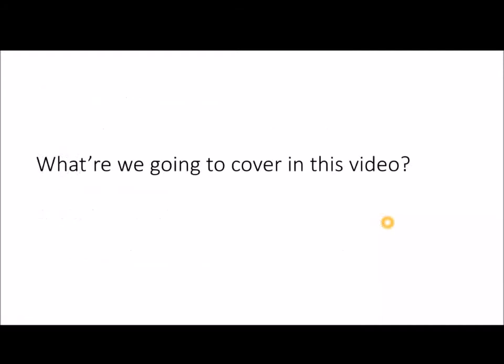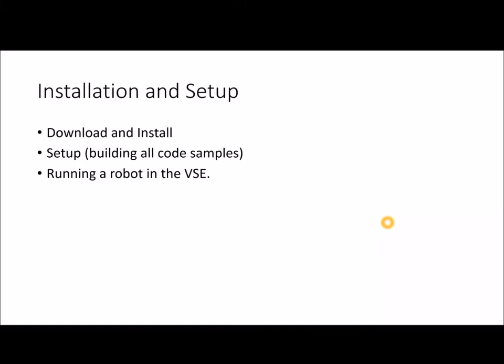So what are we going to cover in this video? Installation and setup. We'll download and install MRDS and also look at the prerequisites for our system configuration to have MRDS function properly. We'll then look at the setup and we'll build all the code samples before using the code samples supplied with RDS. And then we'll look at how we can run a robot using the visual simulation environment. So let's begin.